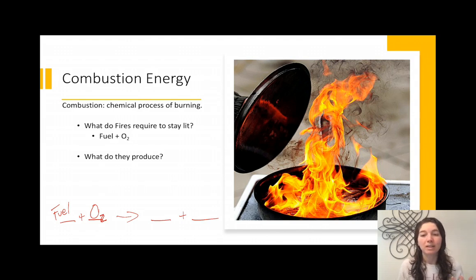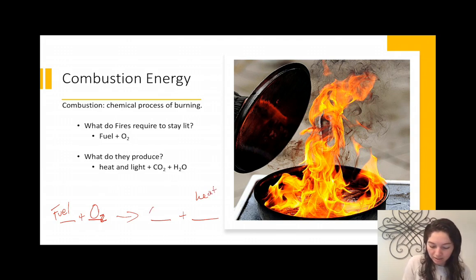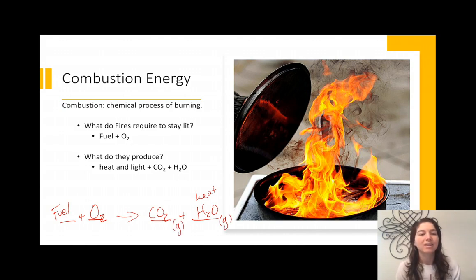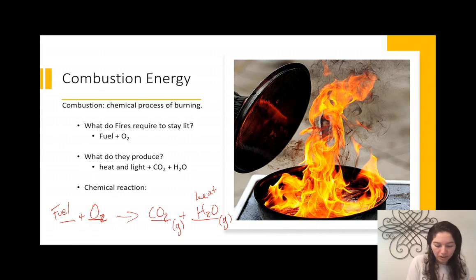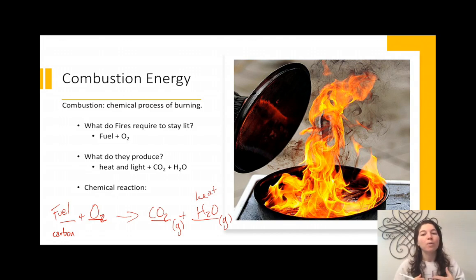One of those things is heat. It's making heat energy that comes off. But the next thing that it produces is carbon dioxide. And the other one is water vapor. So H2O gas and CO2 gas. So this is the chemical equation for general combustion here. We're seeing usually a carbon-based fuel source mixed with oxygen, and when it's lit on fire, it produces carbon dioxide and water vapor.